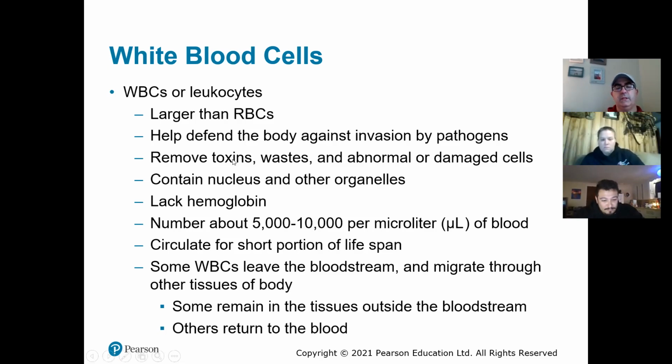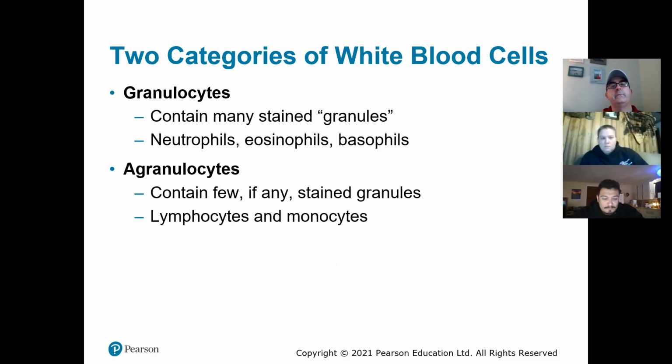And they circulate for a short lifespan in your body. We'll see that some of these white blood cells actually leave your bloodstream and go into the tissues of the body. They become macrophages in the tissues. And some of them are these cells called memory cells. So sometimes when you produce these white blood cells, you produce memory cells, which can last for years. Even though most of them only last for a few weeks, memory cells can last for years.